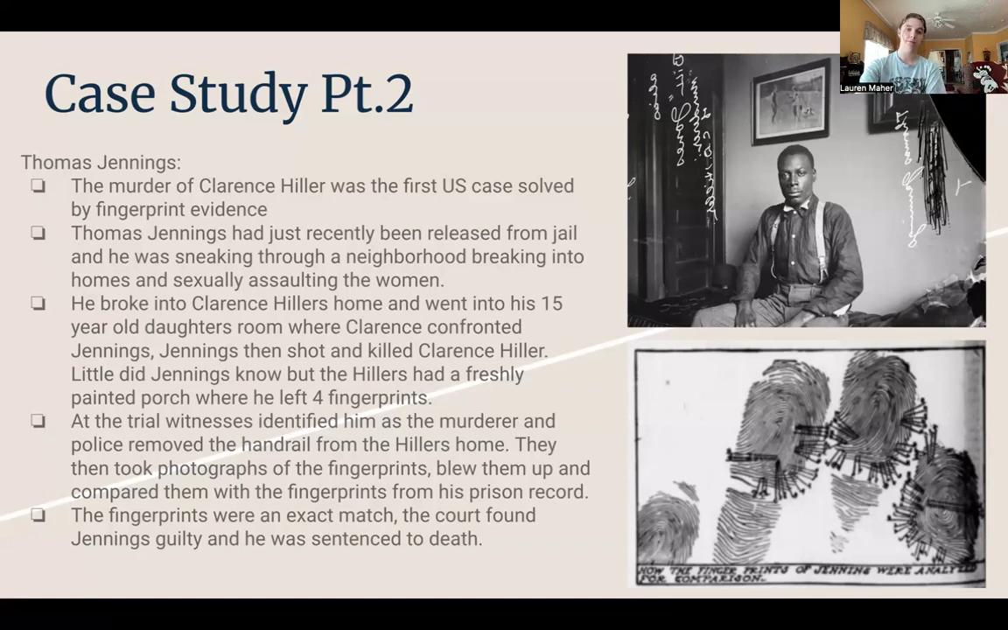Little did Jennings know, but the Hillers had a freshly painted porch where he left 4 fingerprints. At the trial, witnesses identified him as the murderer, and police removed the handrail from Hiller's home. They then took photographs of the fingerprints, blew them up, and compared them with the fingerprints from his prison record. The fingerprints were an exact match. The court found Jennings guilty, and he was sentenced to death.